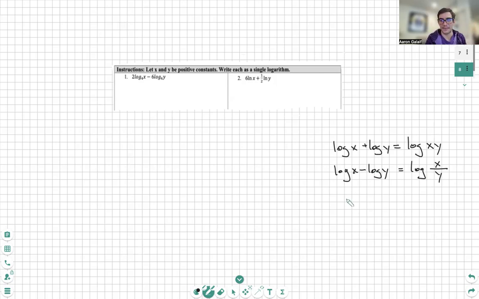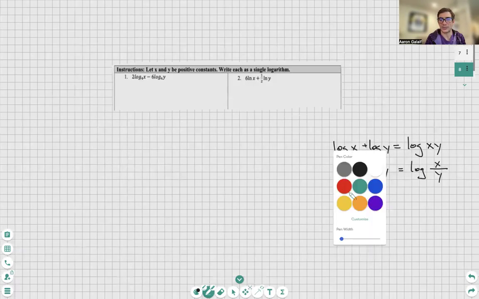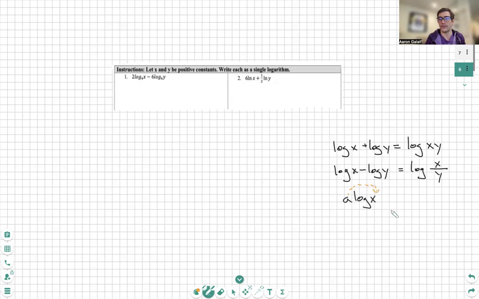Then lastly, what we have is a number in front, or a coefficient, of a log. And that just becomes the exponent. So we can see this becomes log x to the power of a. All right, cool. So now we have two examples that we're going to go through really fast.